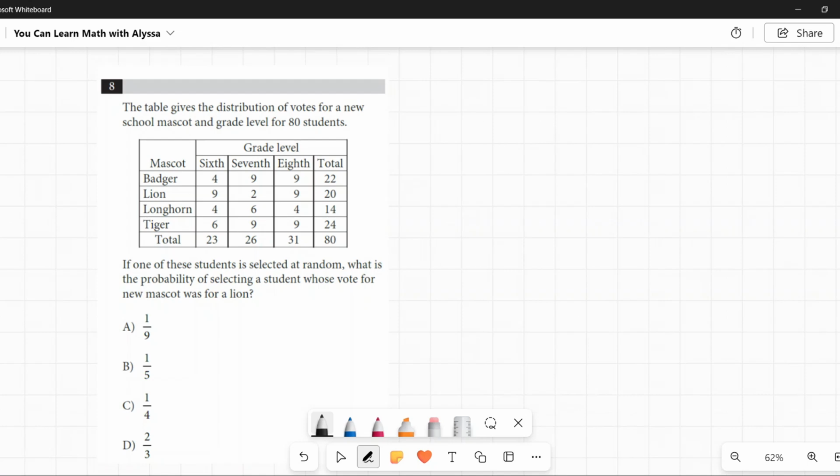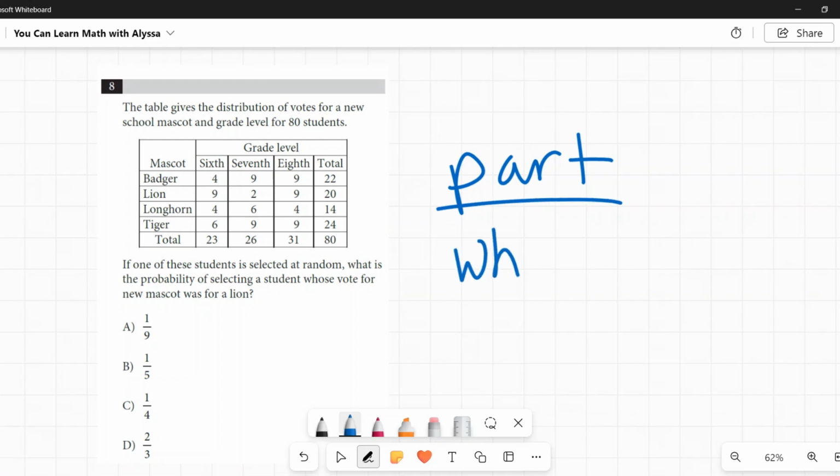Number 8, the table gives the distribution of votes for a new school mascot and grade level for 80 students. If one of these students is selected at random, what is the probability of selecting a student whose vote for new mascot was for a lion? So anytime you're doing this, where you're asking what's the odds of this portion of the whole group, what are the odds of getting this one person from this subgroup if I'm pulling a name at random, we want to be thinking about this in terms of part to whole.